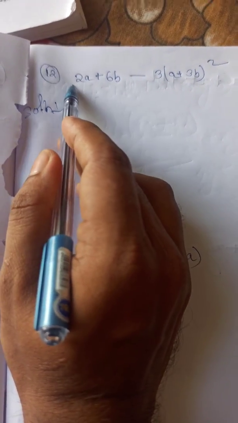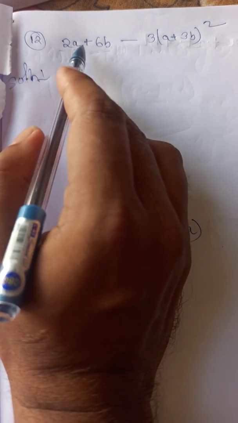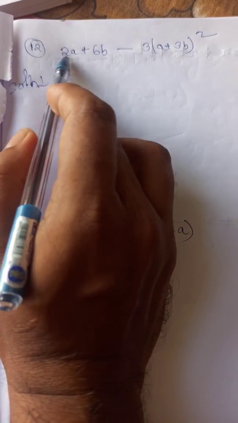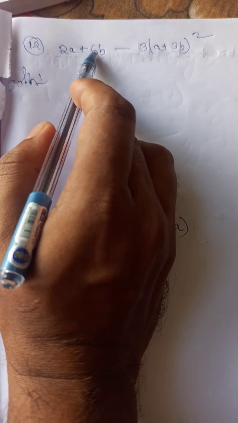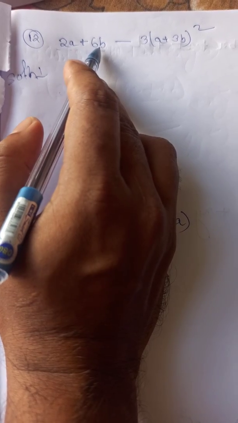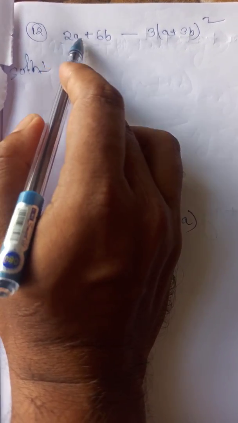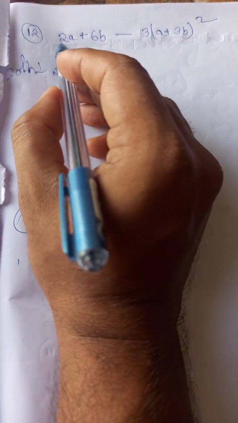So what you will do, from the first two terms we will try to find the common value. What will be common from the first two terms? A and B are not common, right? But this 2 and 6, this number can be common, like 2 ones are 2, and here 2 threes are 6. So if you factorize 6, then you will get 2 into 3. So we can take 2 common from these two terms.